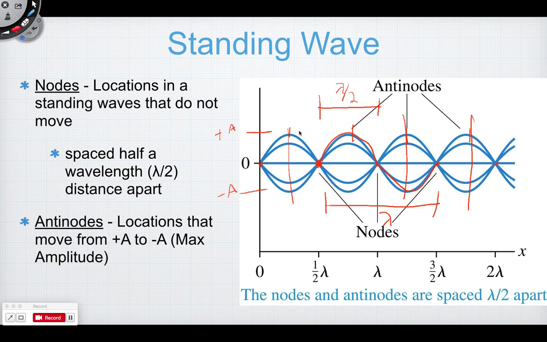Antinodes are these plus spots right here. Well, guess what? They're also spaced one half of a wavelength apart. Again, the same way. To go from here to there, I have to do one full cycle. So this is a half of a cycle right there.